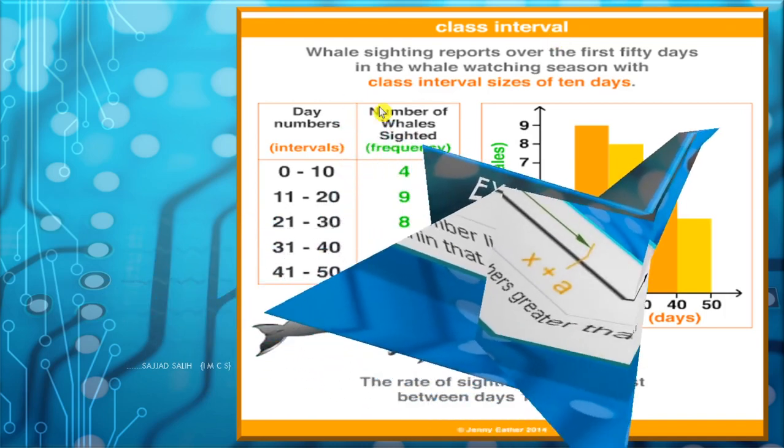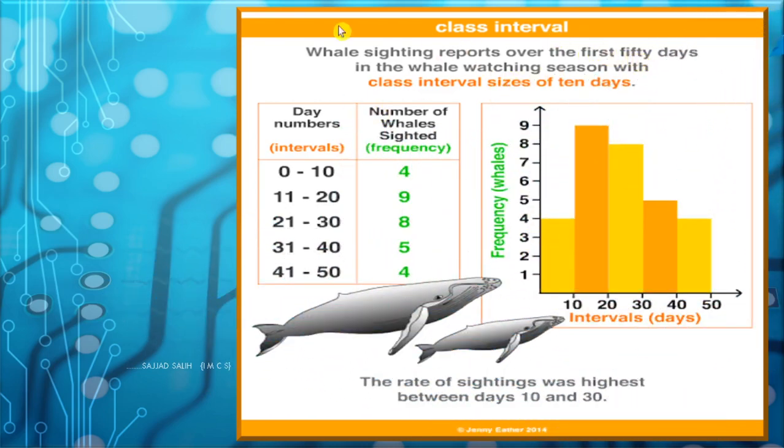Class of interval. Whale sighting reports over the first 50 days in the whale watching season, with class interval sizes of 10 days. Here is our frequency of whales, from 1 to 3 up to 9, and the interval days: day numbers interval 0 to 10, 11 to 20, 21 to 30, 31 to 40, 41 to 50. The number of whales sighted, the frequency: 4, 9, 8, 5, 4. The rate of sighting was highest between days 10 and 13.